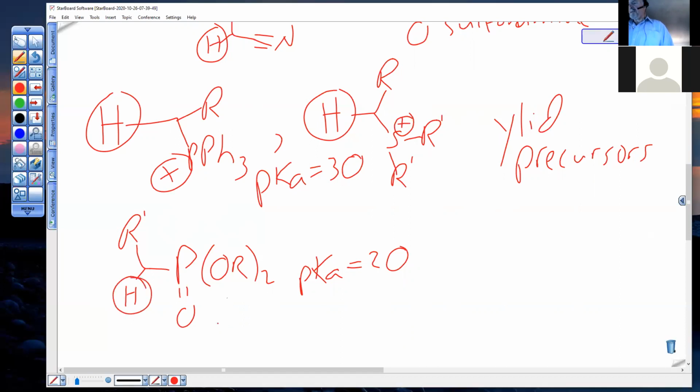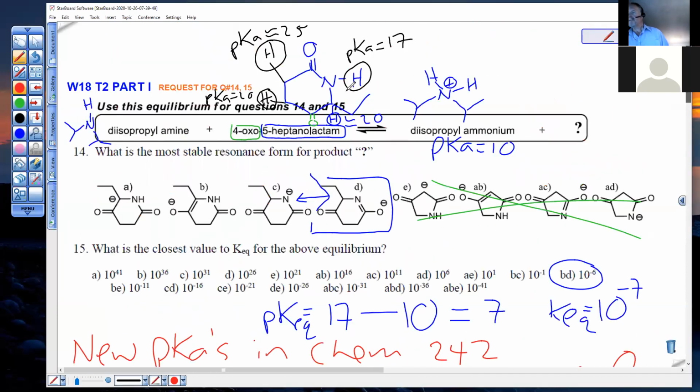Oh, Arbuzov reagent. This page getting a little tall. Pretty good. And we got more lined up here.